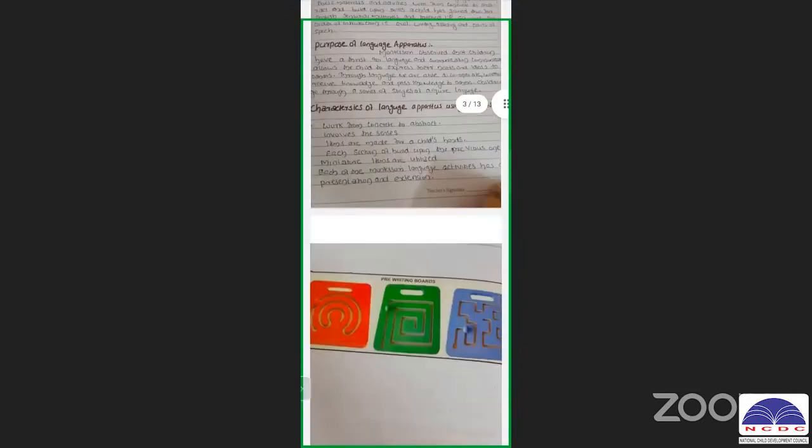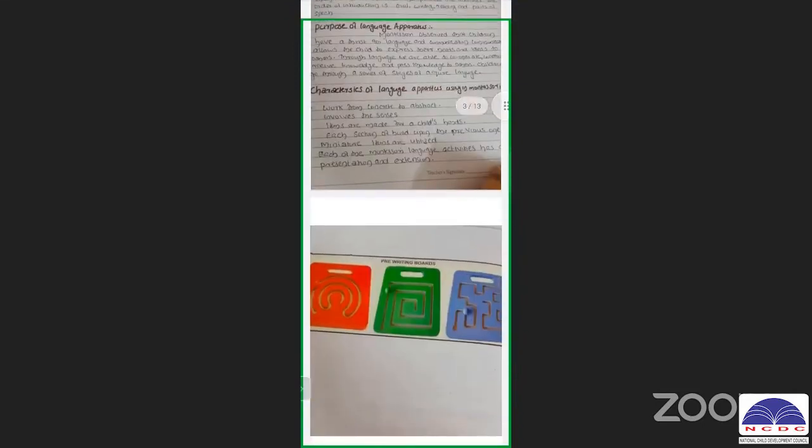The first one we discuss is the pre-writing board. The pre-writing board has three hardboards with different shapes or different lines, and also a knob to move along from one end to another end. It is mainly for improving their writing skills. The child moves the knob from one end to another end, so it improves their coordination, and their pencil grip will also be improved.